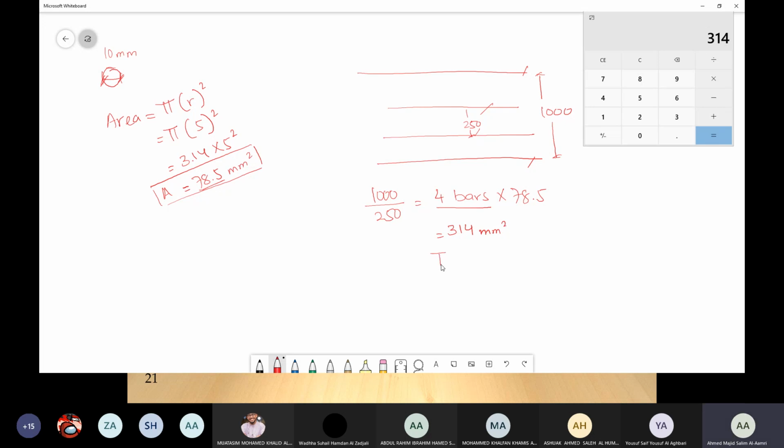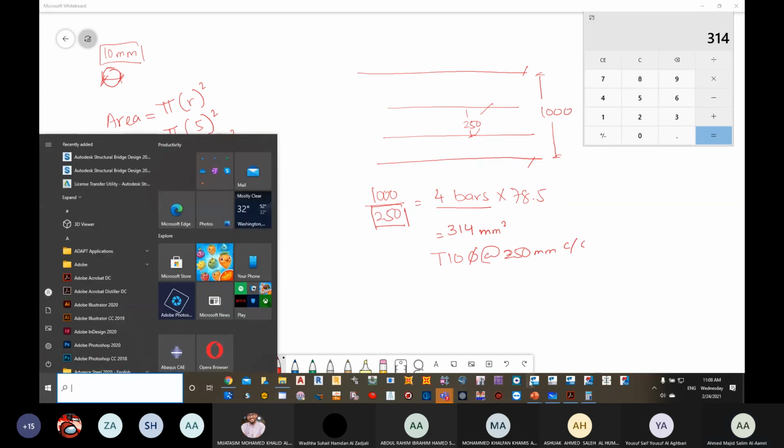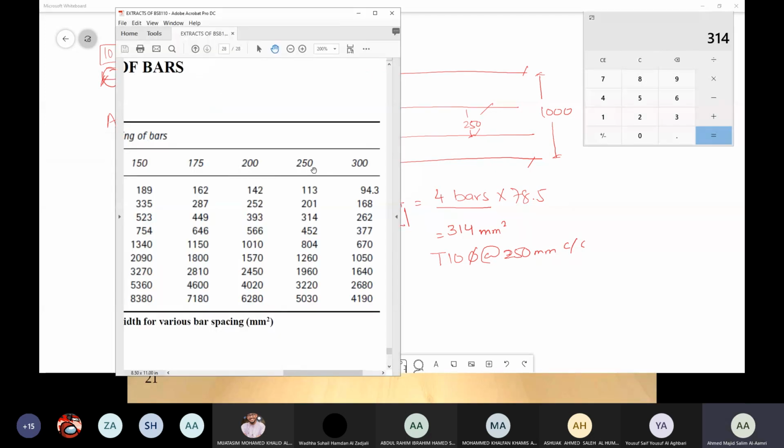Now 314 is the reinforcement of T, which is 460. The diameter is 10, and the spacing between one bar and another is 250 mm. Since it's the same, we have taken 250 and a diameter of 10 mm. Now if we return to our table, if you are using 250 with a 10 mm diameter, you will see that you have got 314. So this is how to calculate these values in the table.